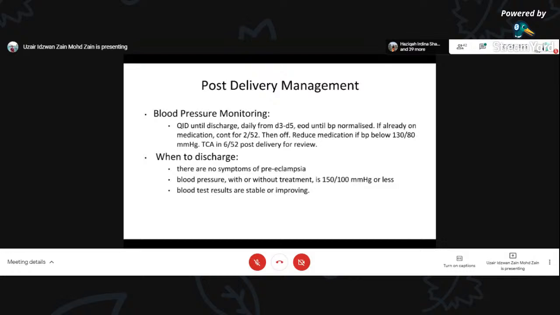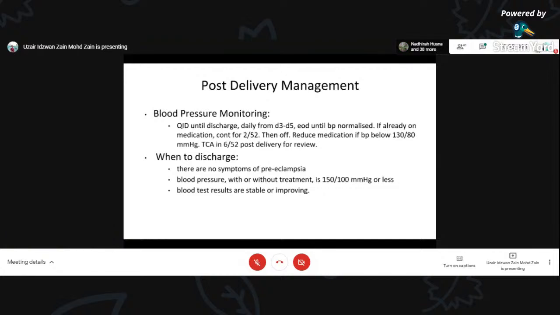So for example, in this case, the blood pressure monitoring, what you should do is blood pressure you should do 4 times per day, so 6 hourly lah until discharge. Lepas tu you do daily from day 3 to day 5. So usually our patient discharge at day 2 lah kalau tak ada apa-apa issue. Day 2 usually after 12 to 24 hour post delivery patient dah boleh discharge.